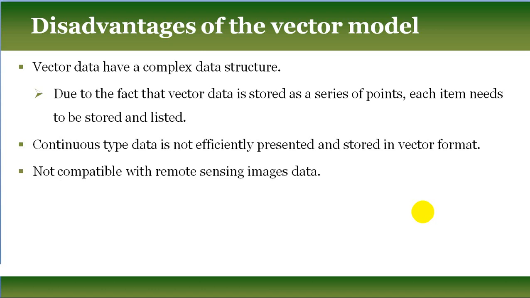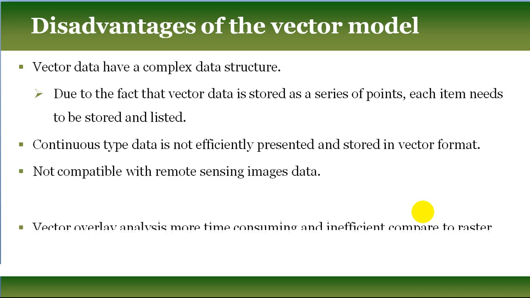It is not compatible with remote sensing image data, because, as you know, remote sensing image data is typically compatible with raster data, since it also contains a grid structure. So that is also one drawback. But the point you have to remember: the raster data model cannot represent topological relationships, but as an advantage, the vector data model can represent topological relationships. Okay, so that is the point.